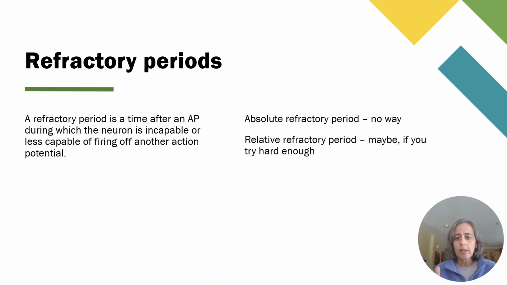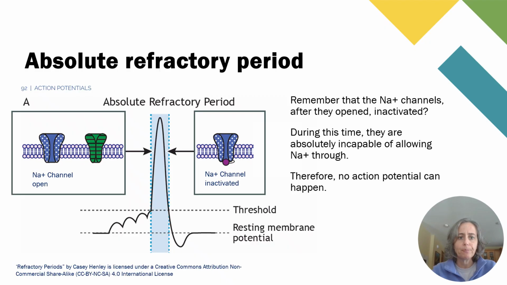So there are two different types of refractory periods that we're going to encounter. One is the absolute refractory period. It's like, no way, I cannot send an action potential no matter how much you try to make me do so. And then the other one is a relative refractory period. So it's like relatively refractory. It's like, I don't really want to, but if you try hard enough, then okay, I will. So we're going to take a look at why those happen.